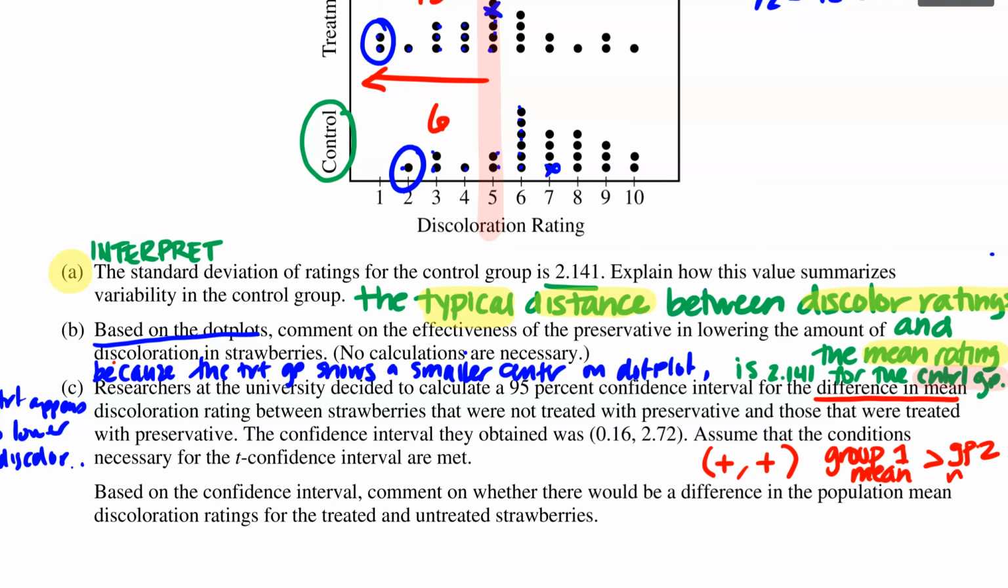Oh, it says not treated first. I was like, whew. So group 1 in this case is the not treated, the control. I guess I'll write control. I was like, how could that work? It's supposed to be less. Control is group 1, and our group 2 is preservative.